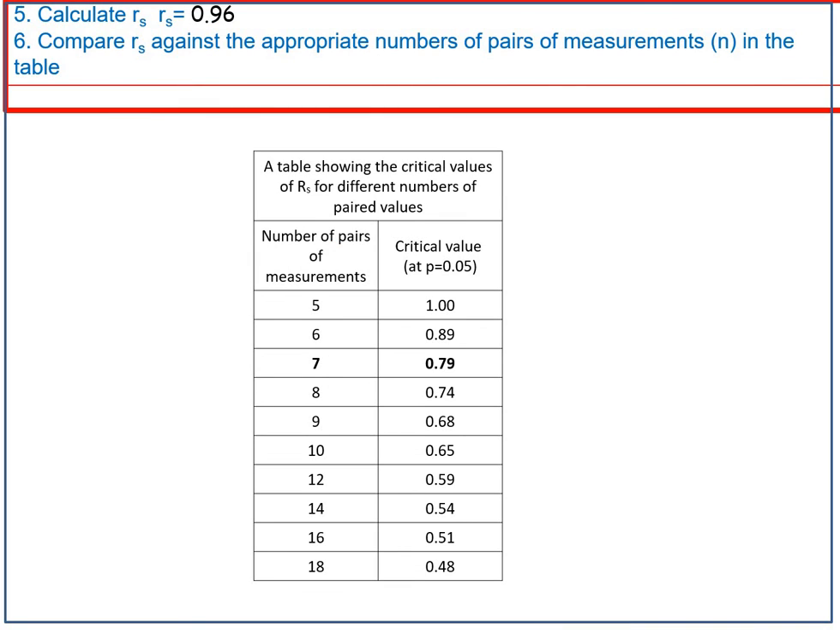So our calculated value is 0.96. There were 7 pieces of data, so the critical value at p equals 0.05 is 0.79. So we can see that 0.96 is higher than the critical value of 0.79, so we could reject our null hypothesis.